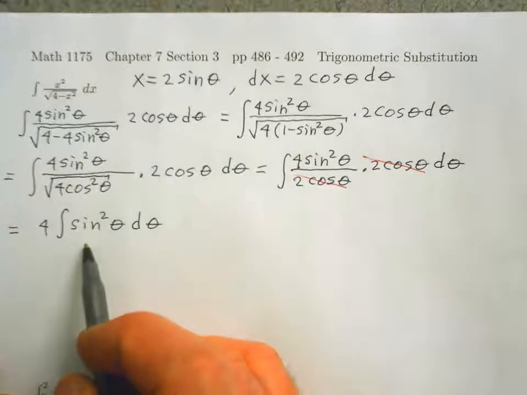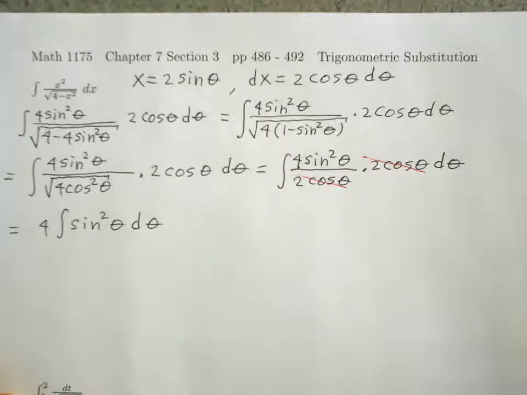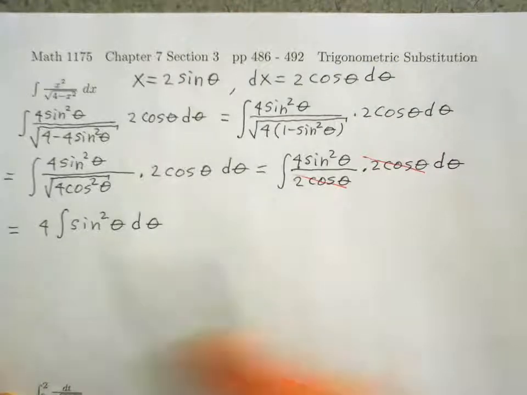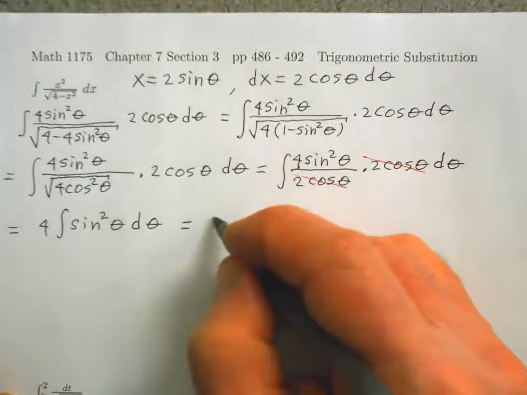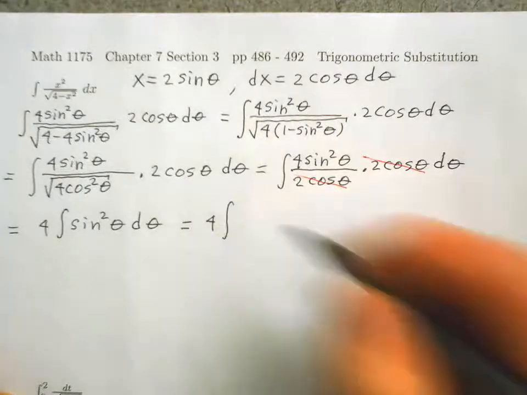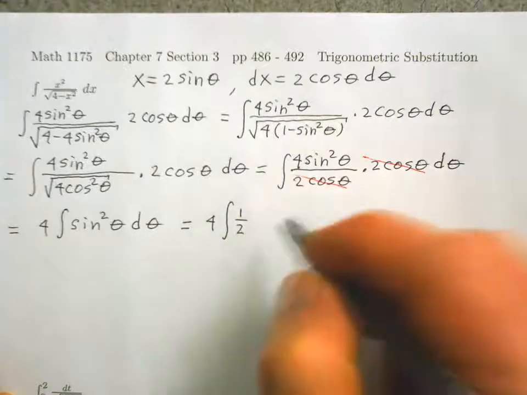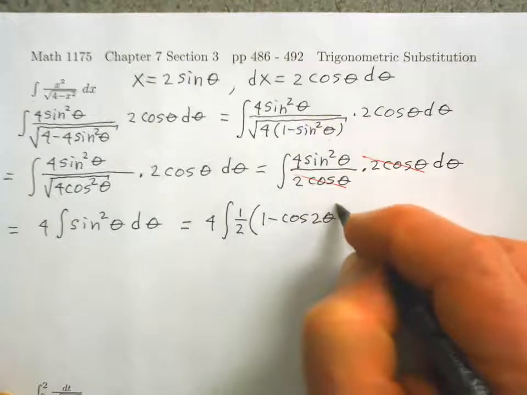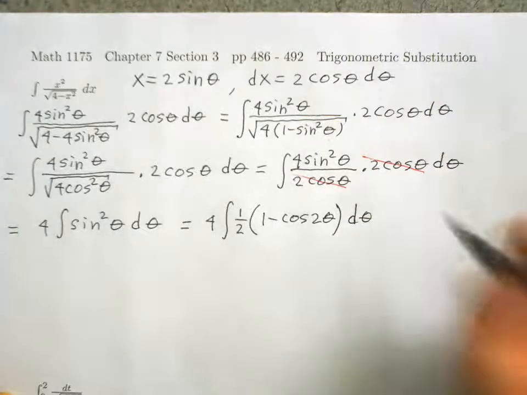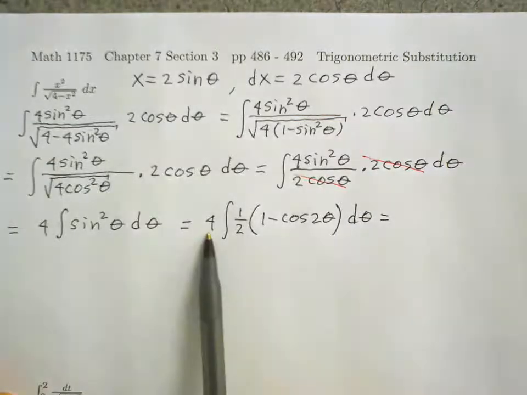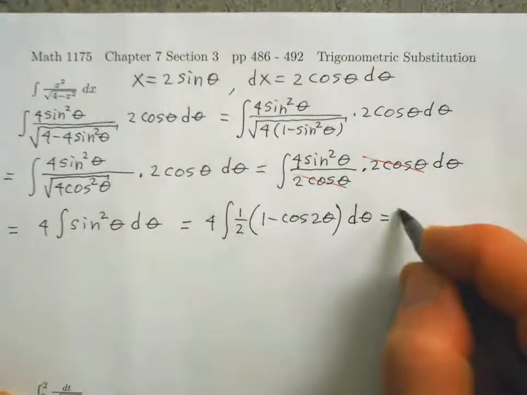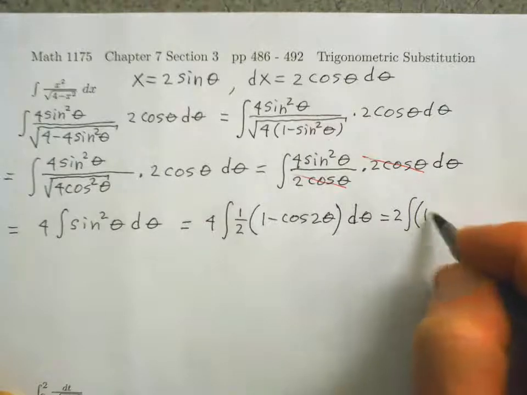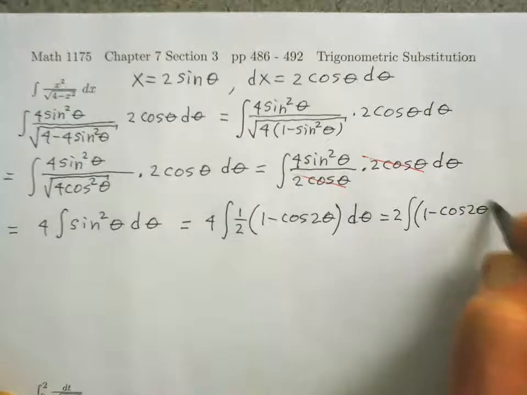Remember that sine of theta squared is 1/2 times the quantity 1 minus cosine of 2 theta. That's the reduction formula for sine of theta squared. So we'll write this as 4 times the indefinite integral of 1/2 times the quantity 1 minus cosine of 2 theta d theta. Let's multiply 4 times 1/2 and bring the factor 2 out front. So we get 2 times the indefinite integral of 1 minus cosine of 2 theta d theta.